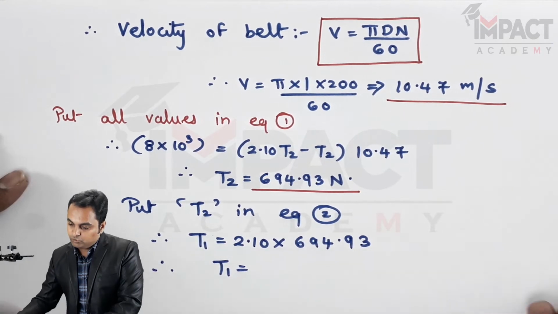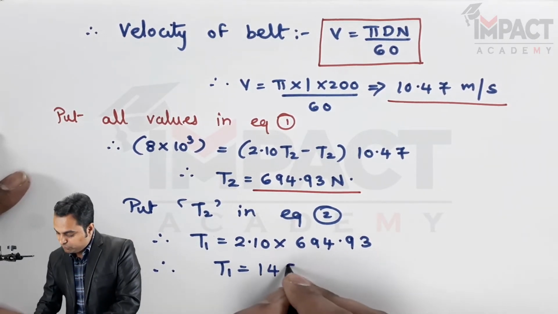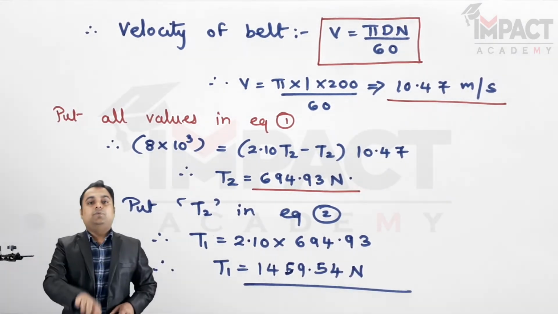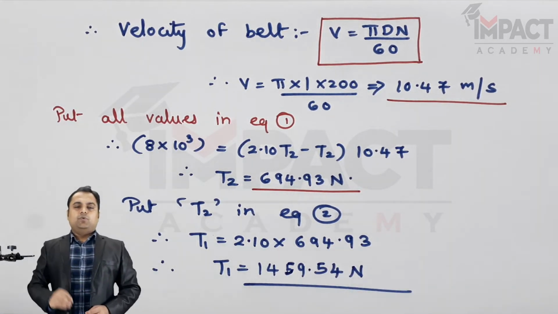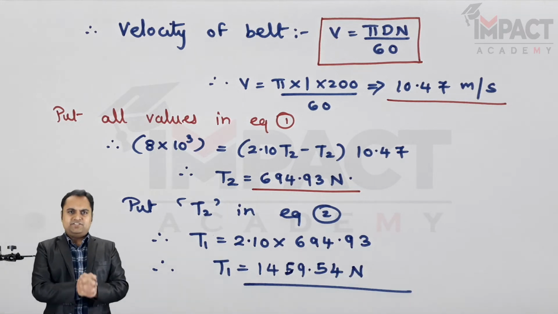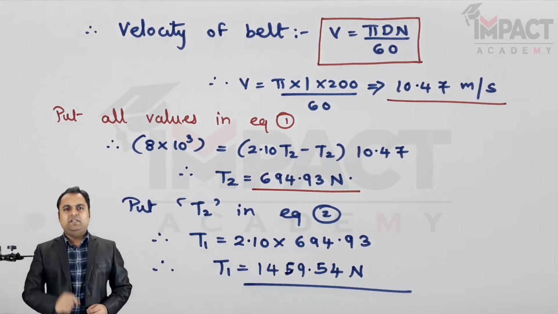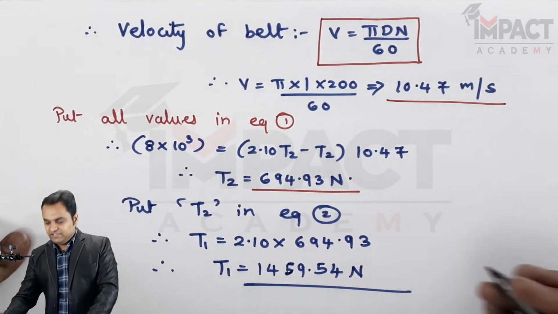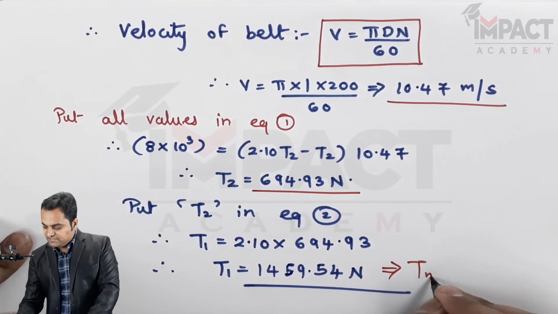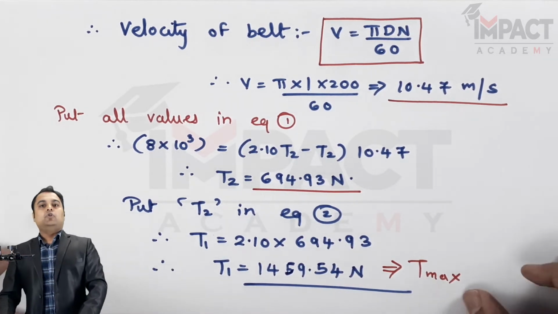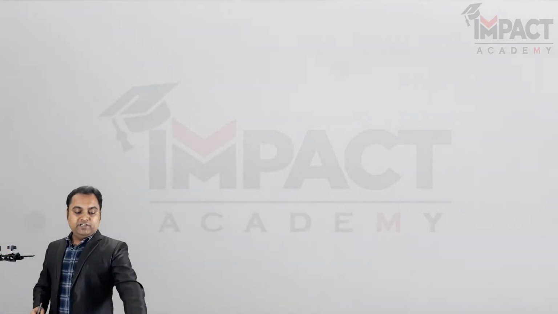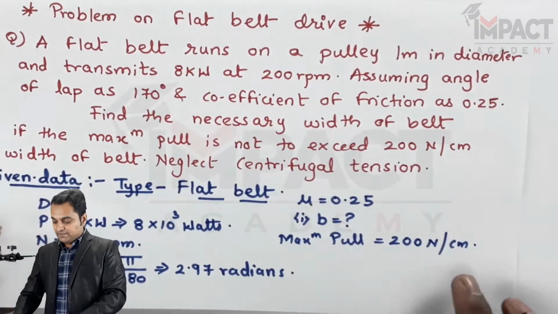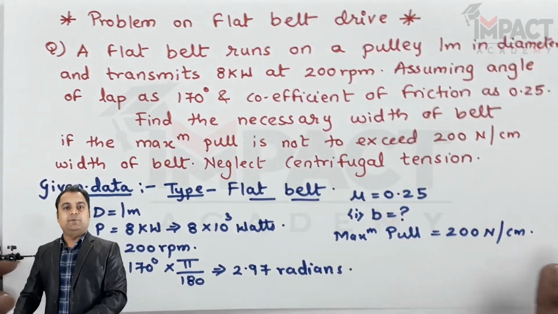And T1 comes out to be 1459.54 Newton. Now since it is mentioned in the question that we have to neglect the centrifugal tension, so when we are neglecting the centrifugal tension, the tension in tight side, that is T1, becomes the maximum tension for us. So in order to find the width of the belt, because that is the question, and they have given that maximum pull is 200 Newton per centimeter.